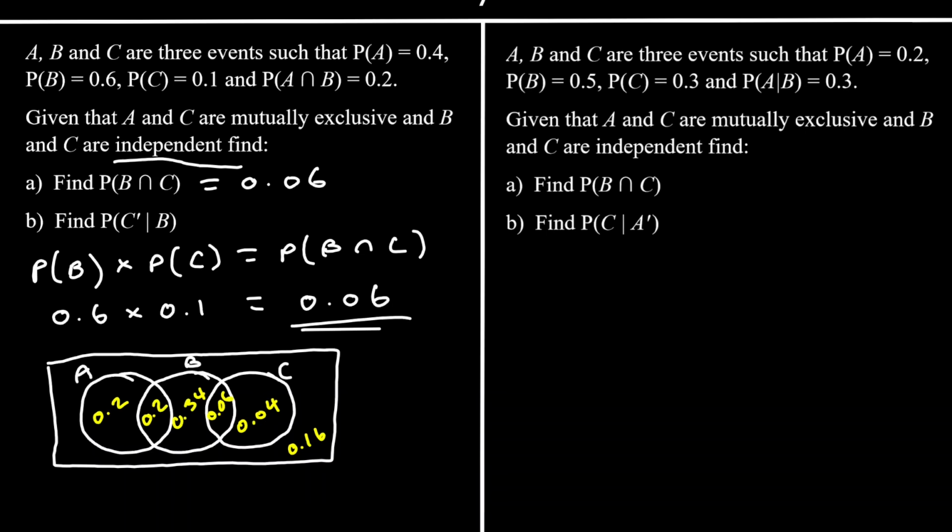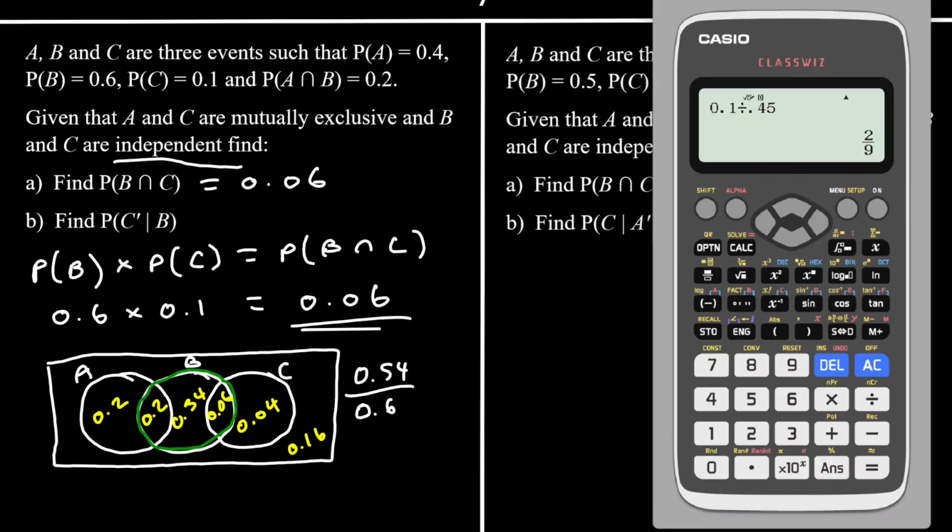We want the probability of not C given it's B. I'm probably not going to use the formula. So given it's B, that's what it's out of. That's our denominator, which is 0.6. What's the chance of it not being C? 0.54 out of 0.6. And I'll just use the calculator to simplify that. 9/10.